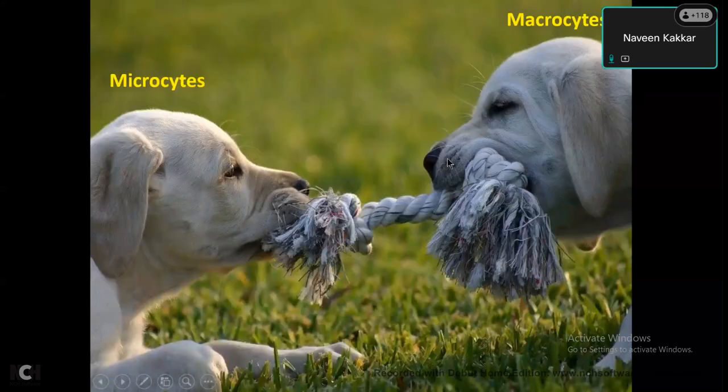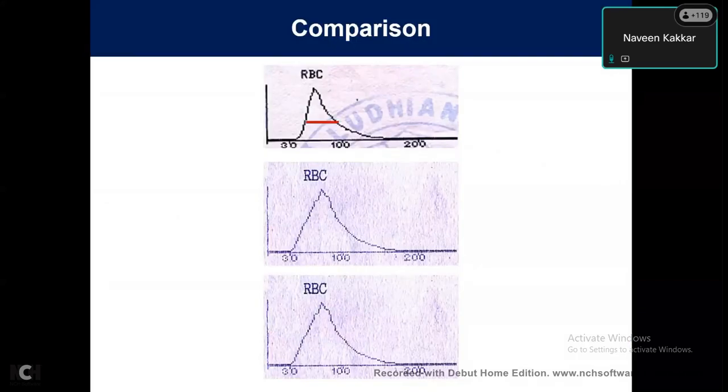So if you look at this comparison now, your normal histogram versus this one that we saw, it's widened, and you have a significant microcytic population. On the other side, we have a macrocytic population. So they are cancelling out each other's effect, and hence the mean is coming out to be normal. So look at the RDW, do not interpret with only indices.